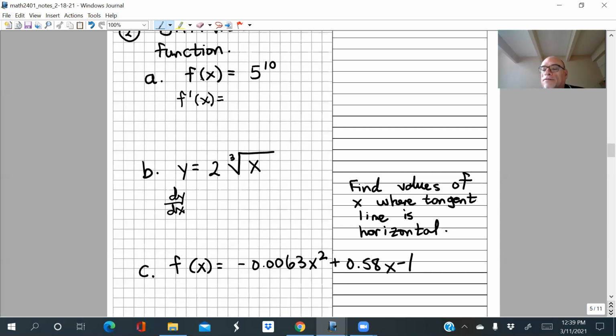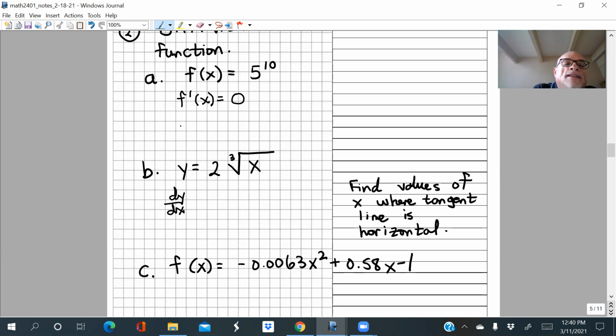Should not take long. Is it just 0? Van, yeah, thanks for volunteering. That's just 0, right? Okay. So yeah, Van, you're correct. 5 to the 10th power, the derivative is just going to be 0.